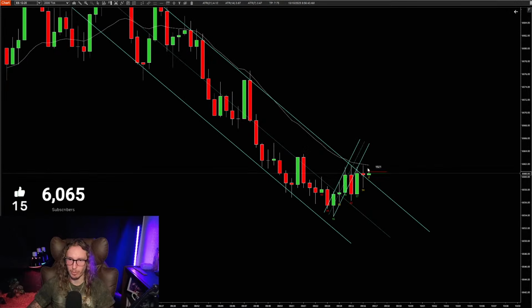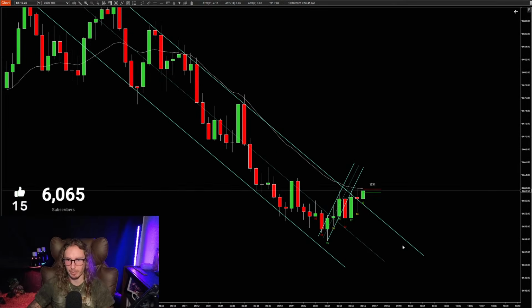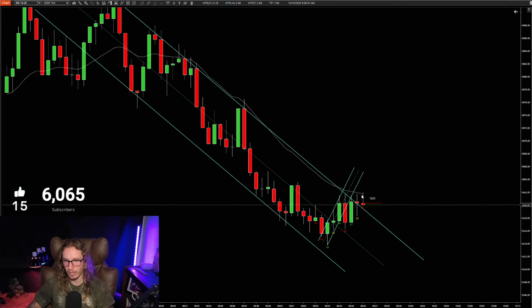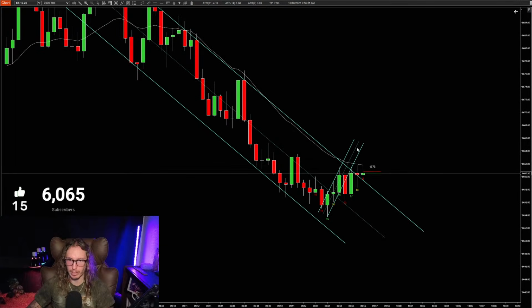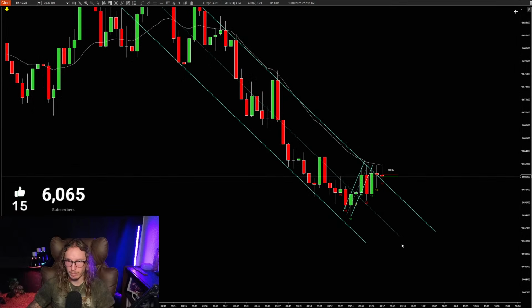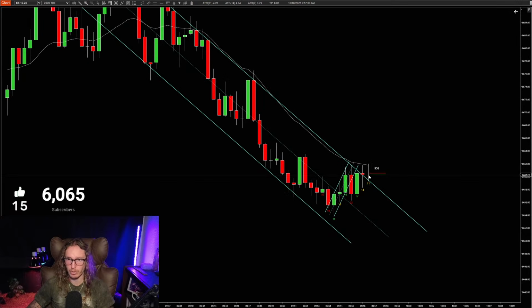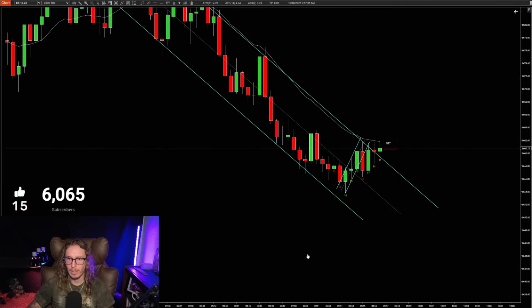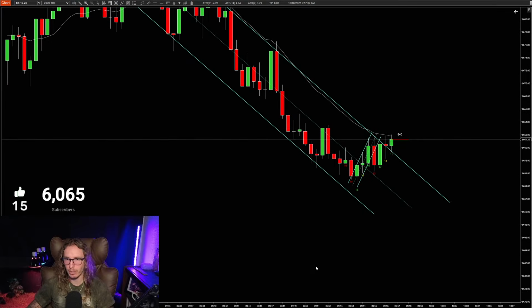Second entry short forming, but not really a setup here. It looks like we're going to close outside of this little channel here, unless the channel's very slightly wider, which it might be. We might get a second entry short here. I mean, you're shorting the low. Not the best place to go short, but this could line up as a decent one. So we'll see if we get it.